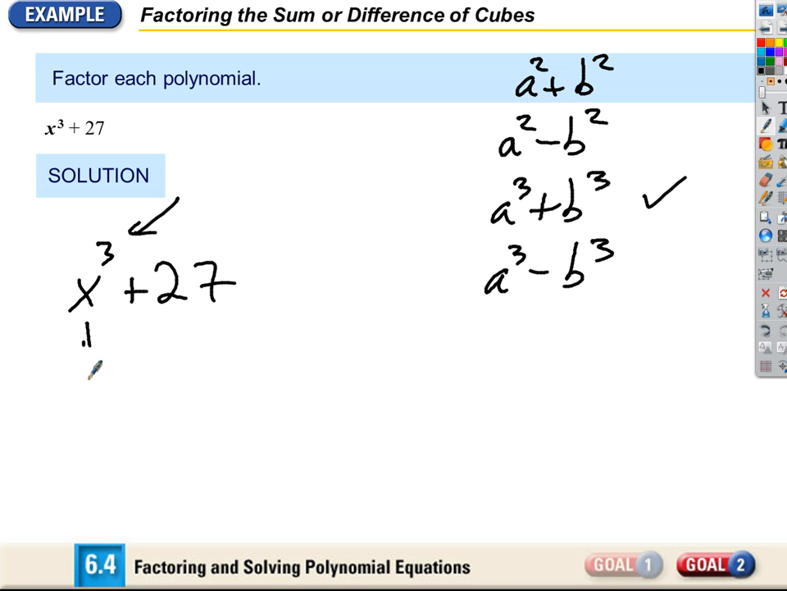So I can write this as something cubed plus something cubed, and X is the first something, but what's the second something going to be? 3, good, because the cube root of 27 is 3, right? So we get x cubed plus 3 cubed, and then all we have to do is follow that pattern. Okay, so let's watch it in action.